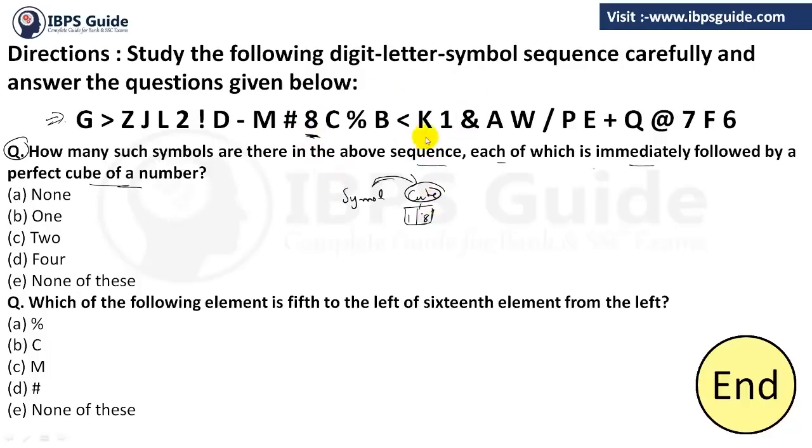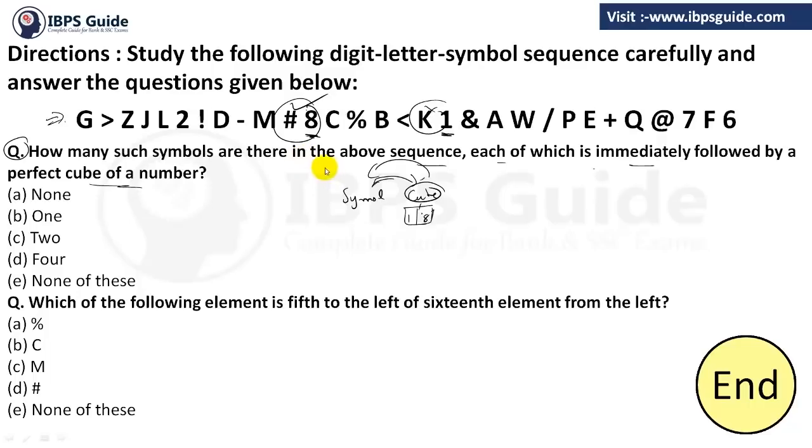So here you have 8, here you have 1. Other than that, there is no 1 or 8. Now you have to see the symbol behind it. So this one has a symbol, but this one does not have a symbol. So we have only one such pair in which a symbol is immediately followed by a cube. Clear or not?